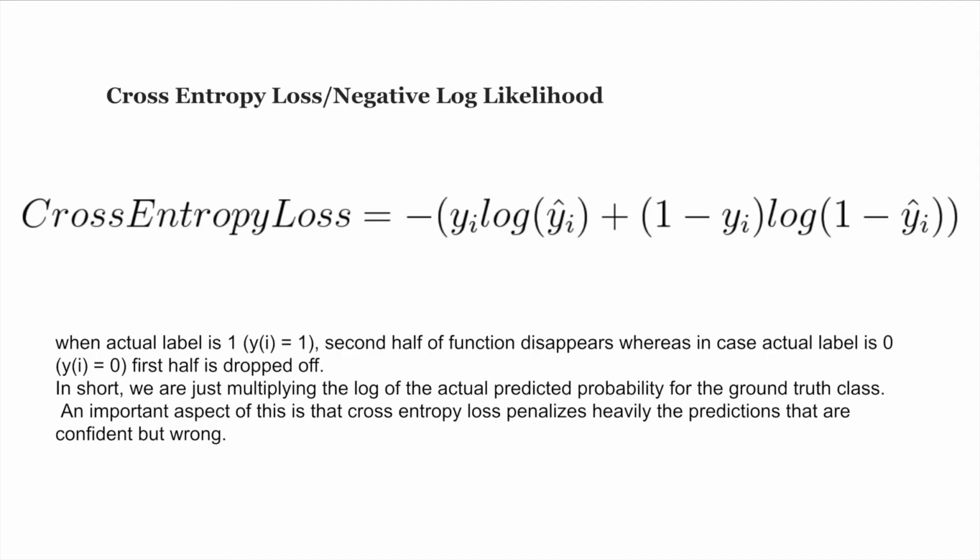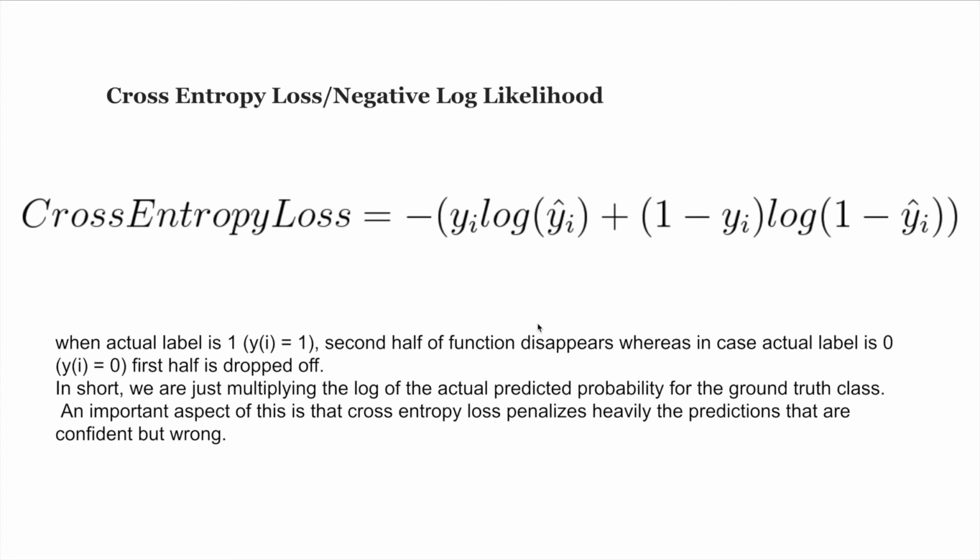Now I will go through the cross entropy loss, also called negative log likelihood. It is generally discussed in terms of entropy. In mathematical terms, we have the actual probability and the predicted probability. y is the actual and y hat is the predicted, and then 1 minus y and log of 1 minus y hat. That is the mathematical function of cross entropy.